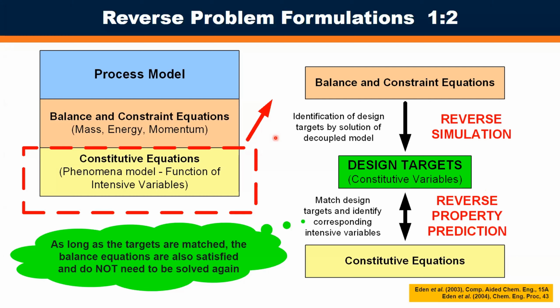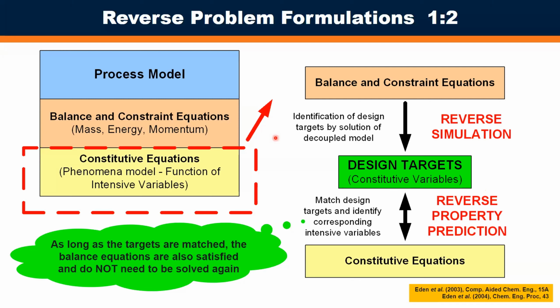So if we solve the balance and constraint equations in order to find the design targets or the constitutive variables, and then in the second step, we solve a reverse property prediction problem where we're only solving the constitutive equations to match these targets, it really is a highly effective way of decoupling these complex equations. The complexity is typically related to the constitutive equations. And so the key thing here is that as long as we match the targets, we will automatically have solved and satisfied the balancing constraint equations. So we don't need to solve those again.